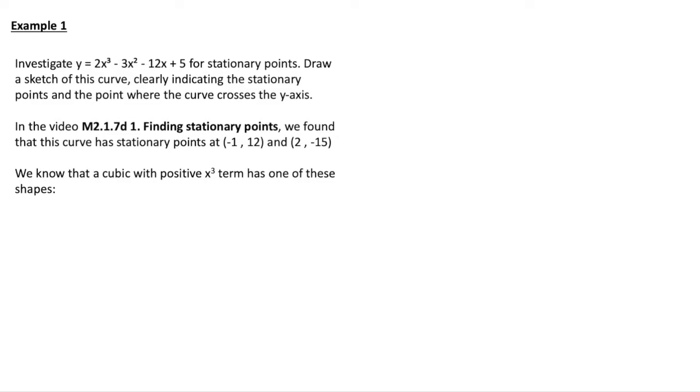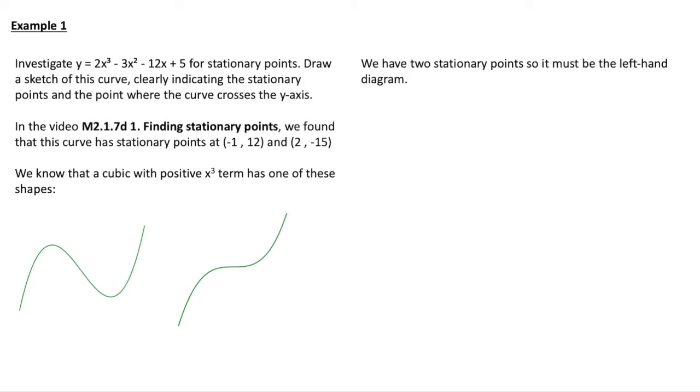We know that a cubic with a positive x cubed term looks like one of these diagrams. So we either have the classic sort of up, down and back up again, or the one with a sort of flat bit in the middle. Because we have two stationary points, it must be the left-hand diagram, so we can put that in. We also know that the (-1, 12) must be to the left, as it were, and the (2, -15) must be to the right.